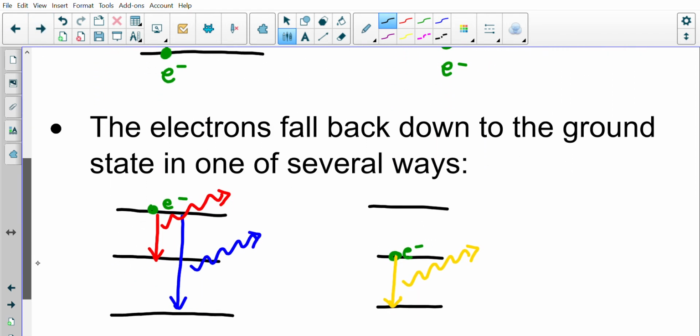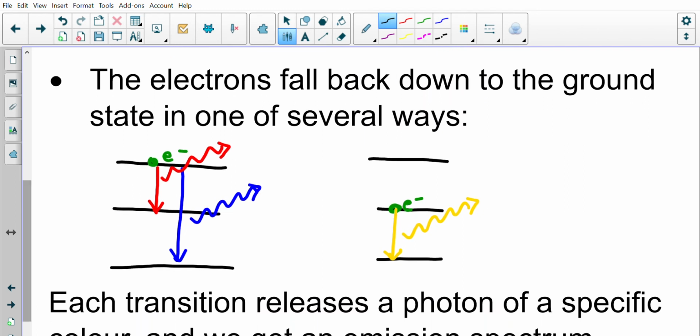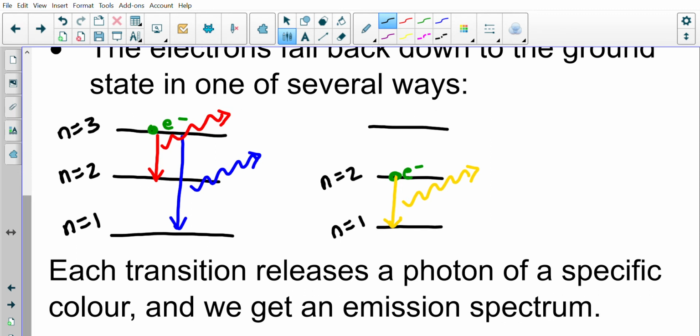And then the electrons are going to fall back down to the ground state in one of several ways. So where we see the red arrow, that's an electron just falling from n equals 3 to n equals 2. Where we see the blue arrow, that's an electron that's falling from n equals 3 all the way down to n equals 1. And where we see the yellow, that's something falling from n equals 2 all the way down to n equals 1. So each of these transitions releases a photon of a specific color, and that's where the emission spectrum comes from.